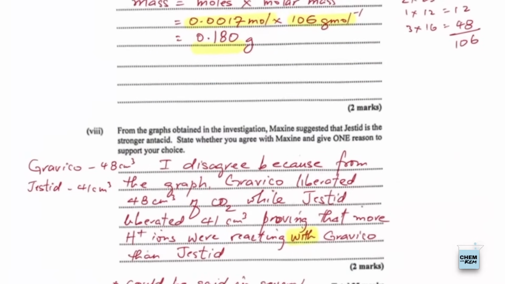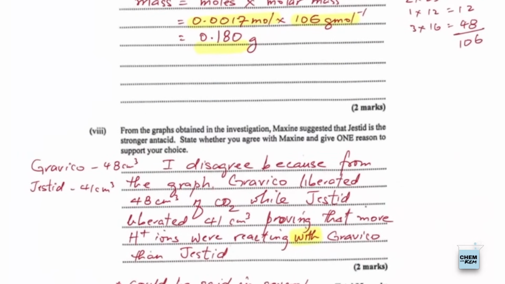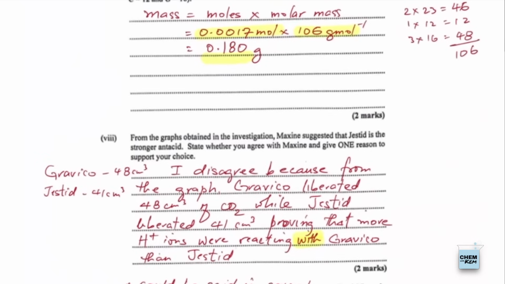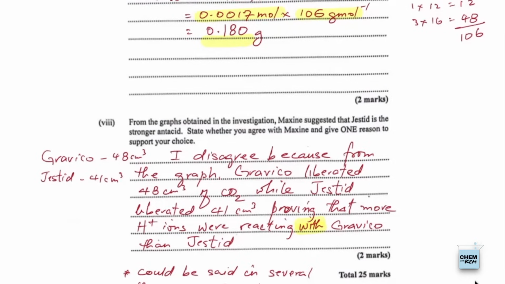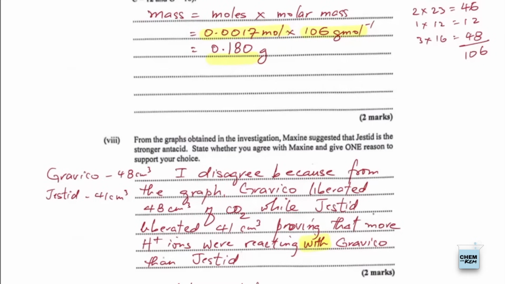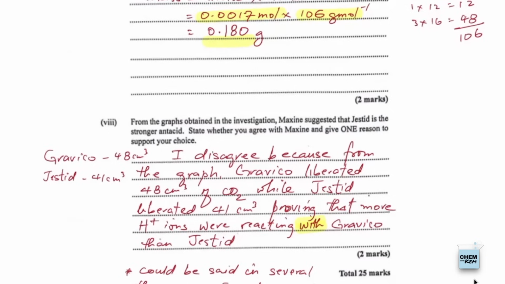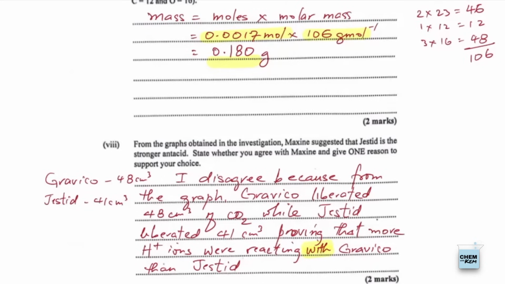So we find that Gravico produced a higher volume of CO2, and we know that there's a direct correlation between the CO2 that's produced and the sodium carbonate that reacts. So if more CO2 was produced, it means that more sodium carbonate was actually present in that antacid. The more CO2 that was produced, the more acid that was neutralized by the antacid.